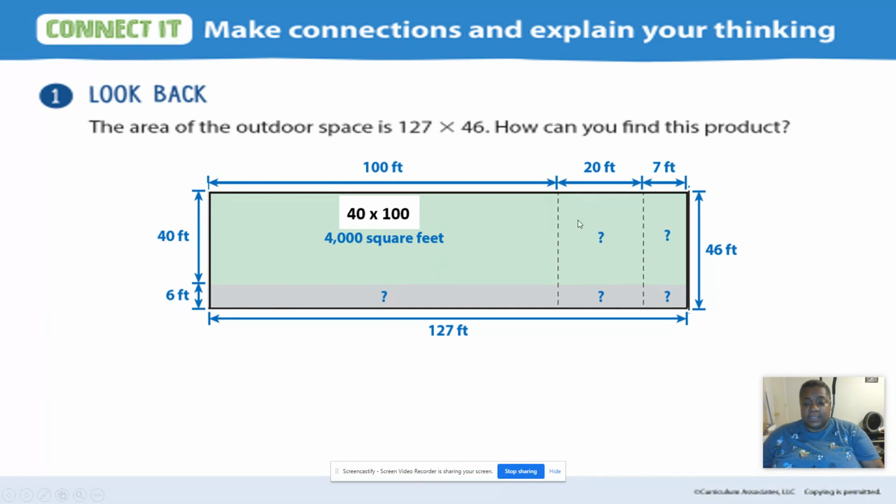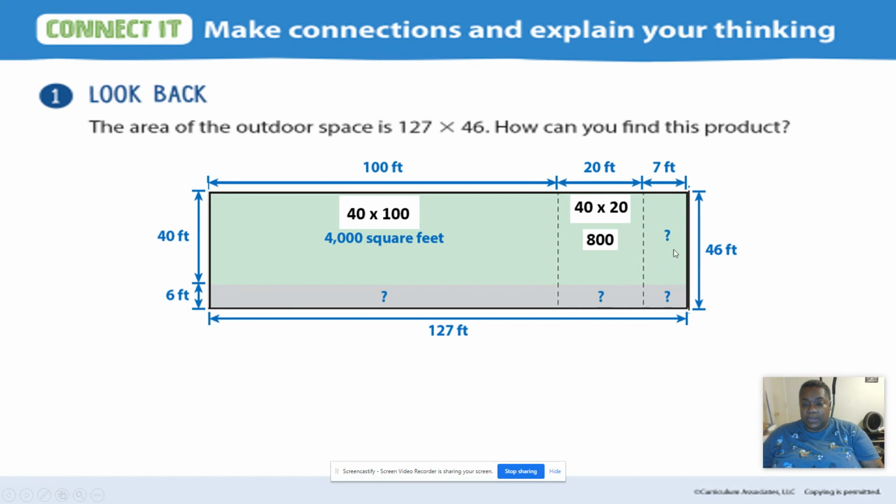So let's look at this area right here, the green area that's between the 20 and the 40. Well, that one we're just simply going to take 40 times 20. That's going to give us 800. And again, 2 zeros in our answer. 4 times 2 is 8, so 800.